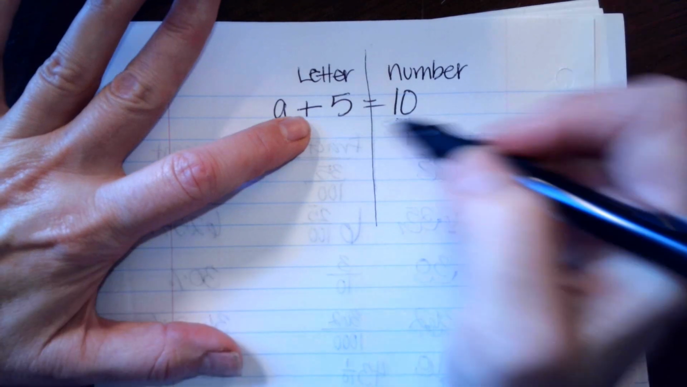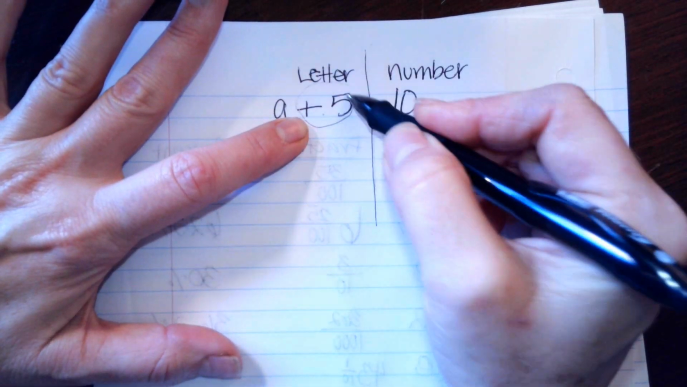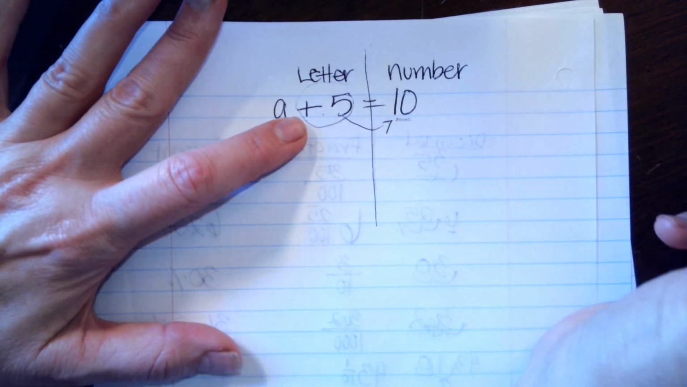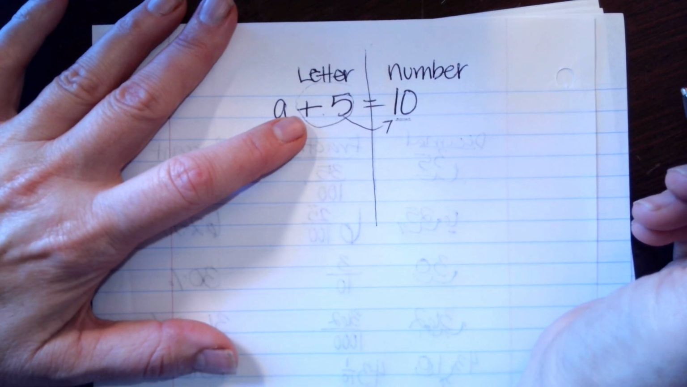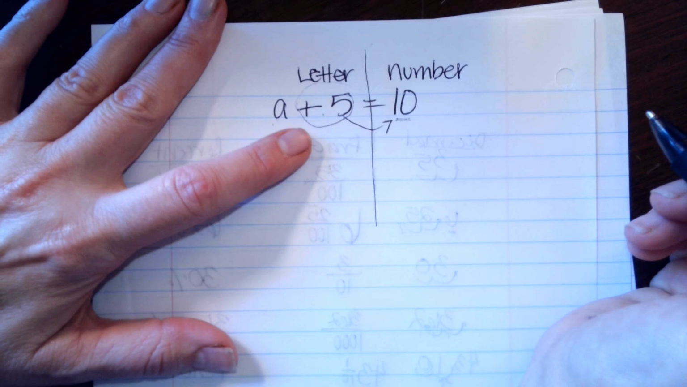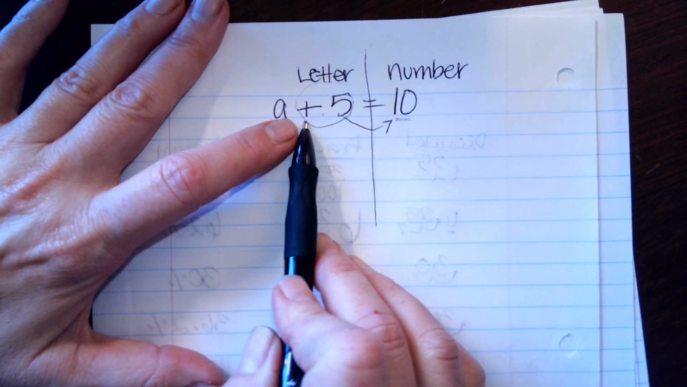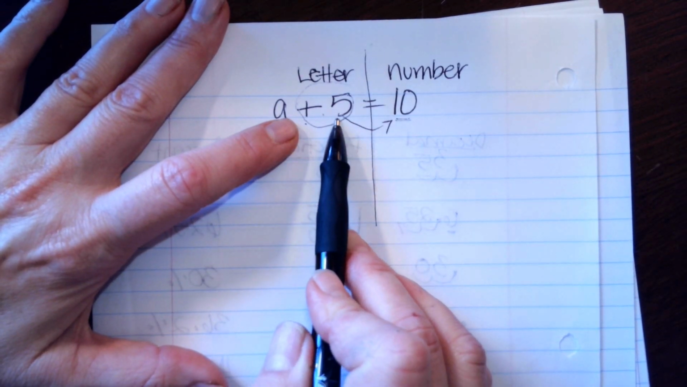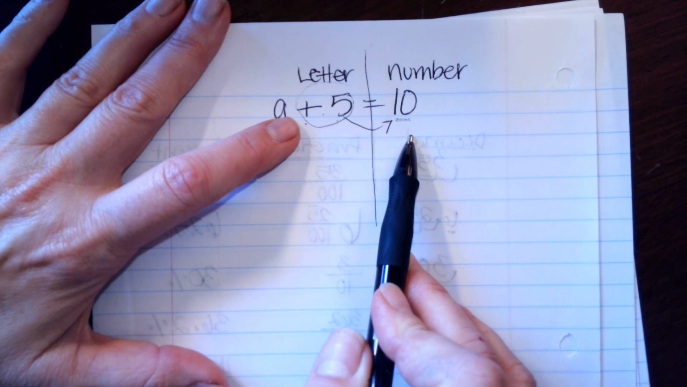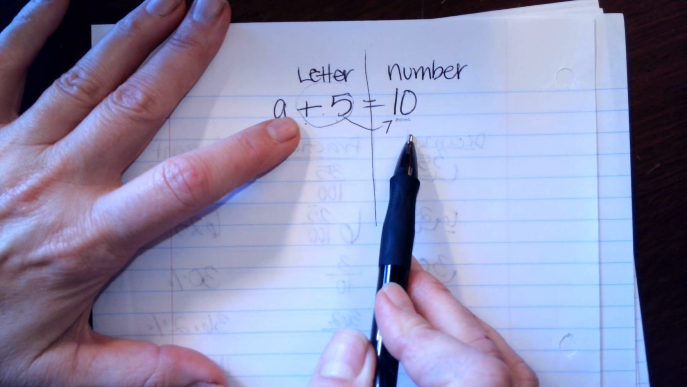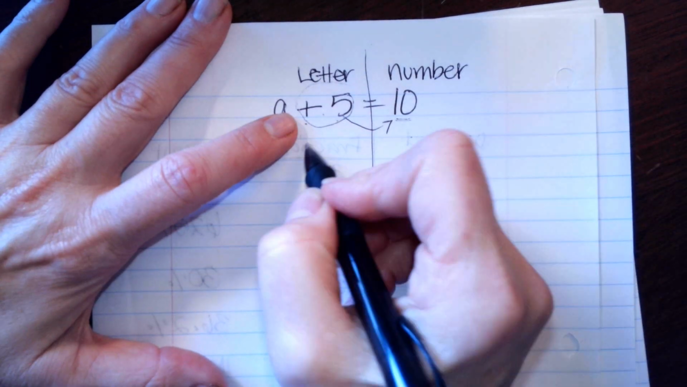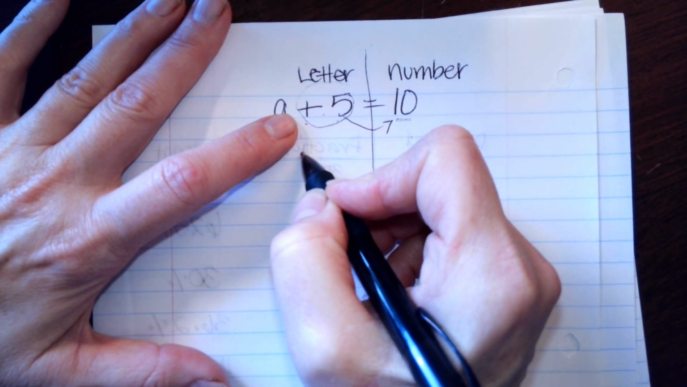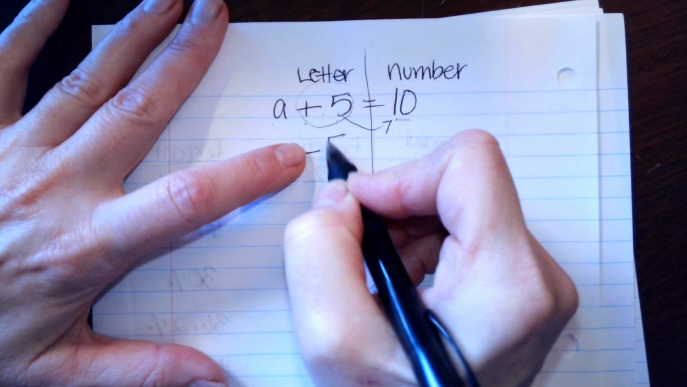So I have a letter on this side, but I also have a number. So my goal is to move this 5 over to the other side. And in math, I can't just move stuff around, but there is a way for me in algebra to move it around. We say that they're adding 5, so to move it over to this side, we do the opposite of what they're doing. So what are they doing? They're adding 5. What's the opposite of adding? Subtracting. So we subtract 5.